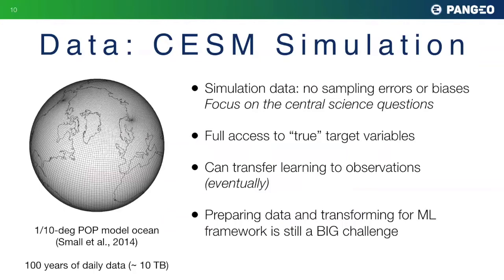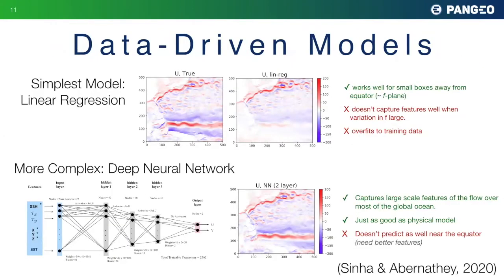To test out this idea that we can learn this relationship, we are going to use simulation data, because simulation data have a lot of advantages for this type of problem. There's no sampling errors or biases. We can focus on the key physics and scientific questions. And we have full access to the truth. And potentially we can also use transfer learning to move what we've learned from models to real observations. So we're working with a 1/10 of a degree ocean model simulation, about 100 years of daily data, about 10 terabytes of data. So I'll just quickly show you some results from this.